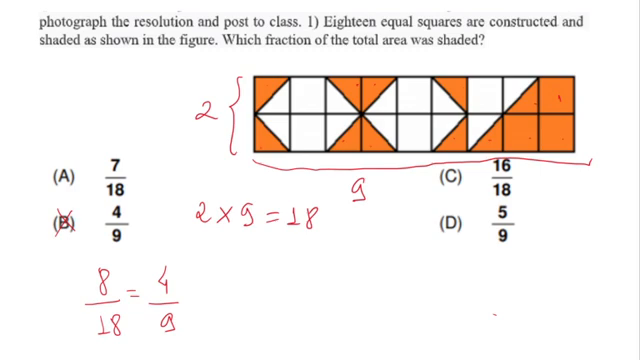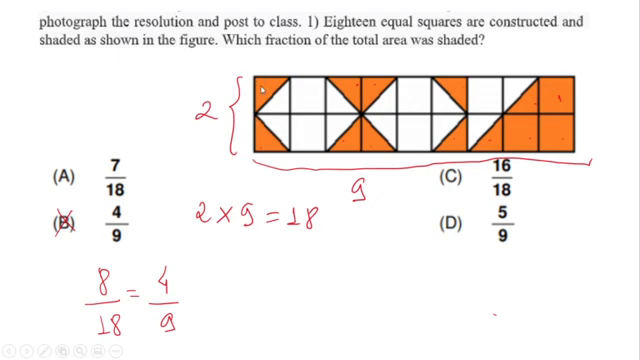So let's correct this paper. 18 equal squares are constructed and shaded as shown in the figure. Which fraction of the total area was shaded? So you see all the squares. You have 2 times 9, you have 18 squares.